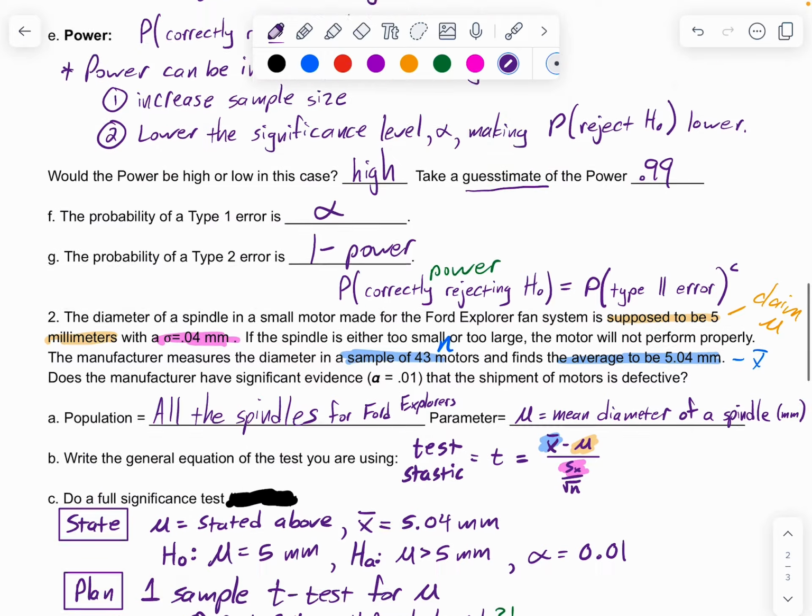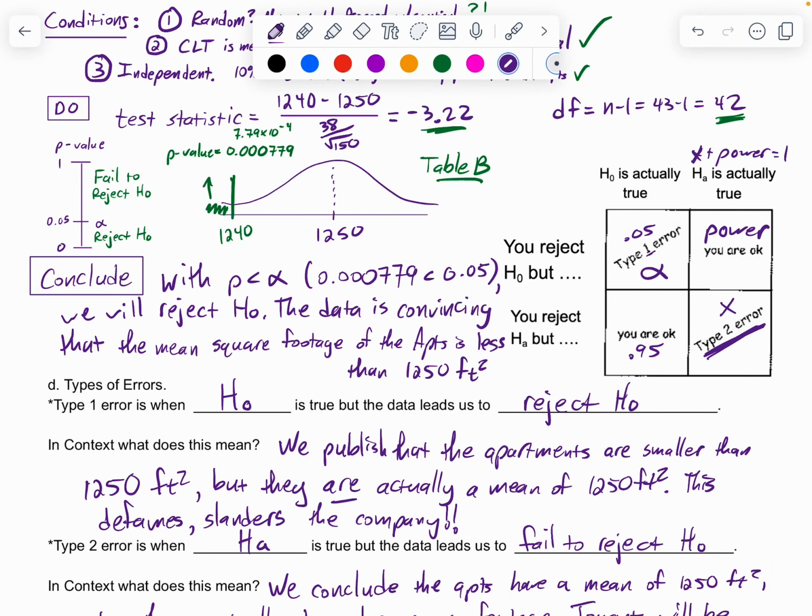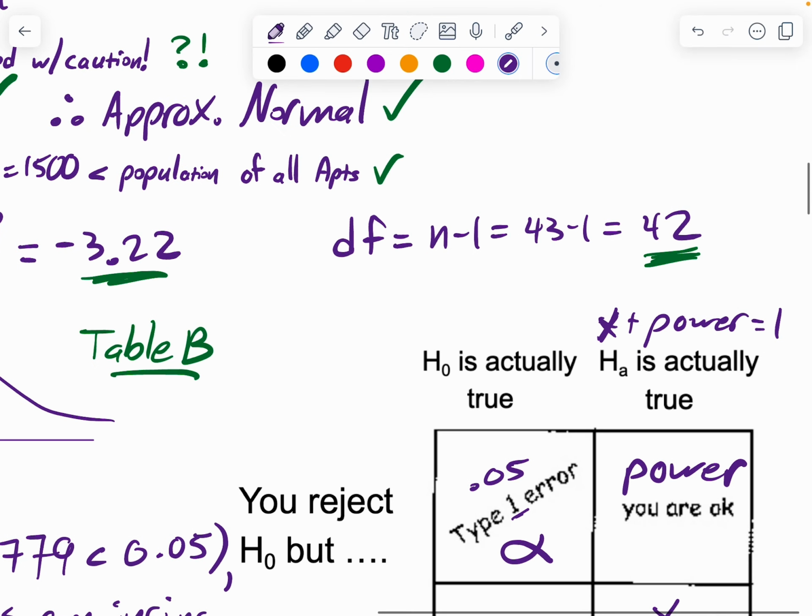I just realized I made a mistake on all of this. I apologize. I was using the wrong one. This one had a sample size of 150. My goodness gracious, that makes so much more sense.